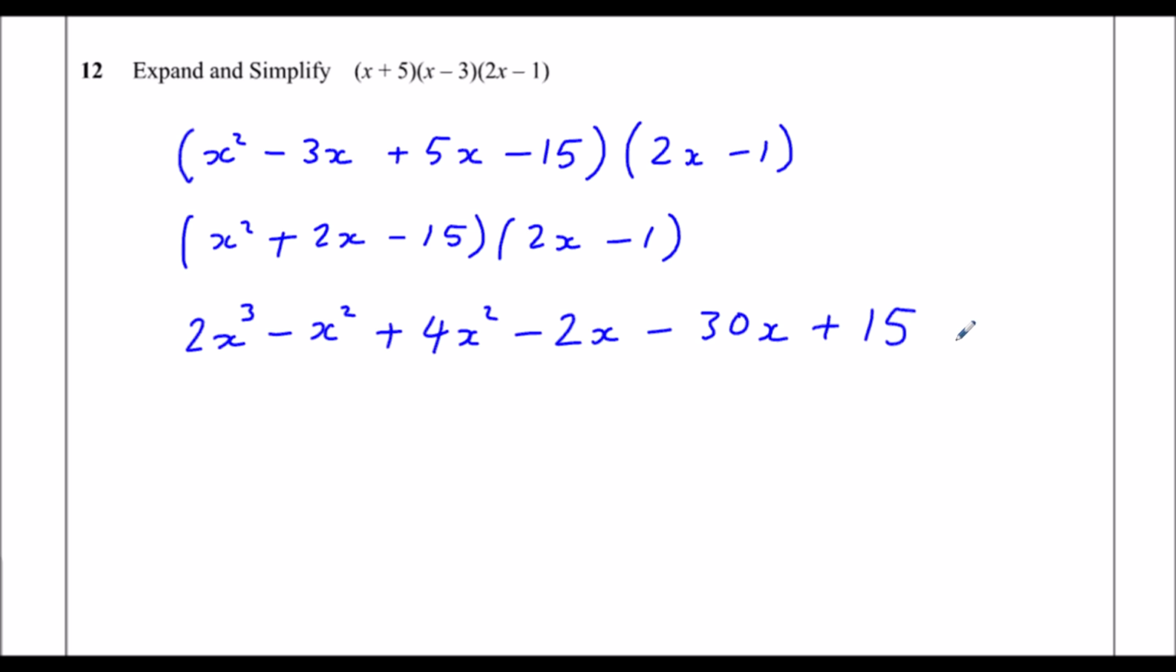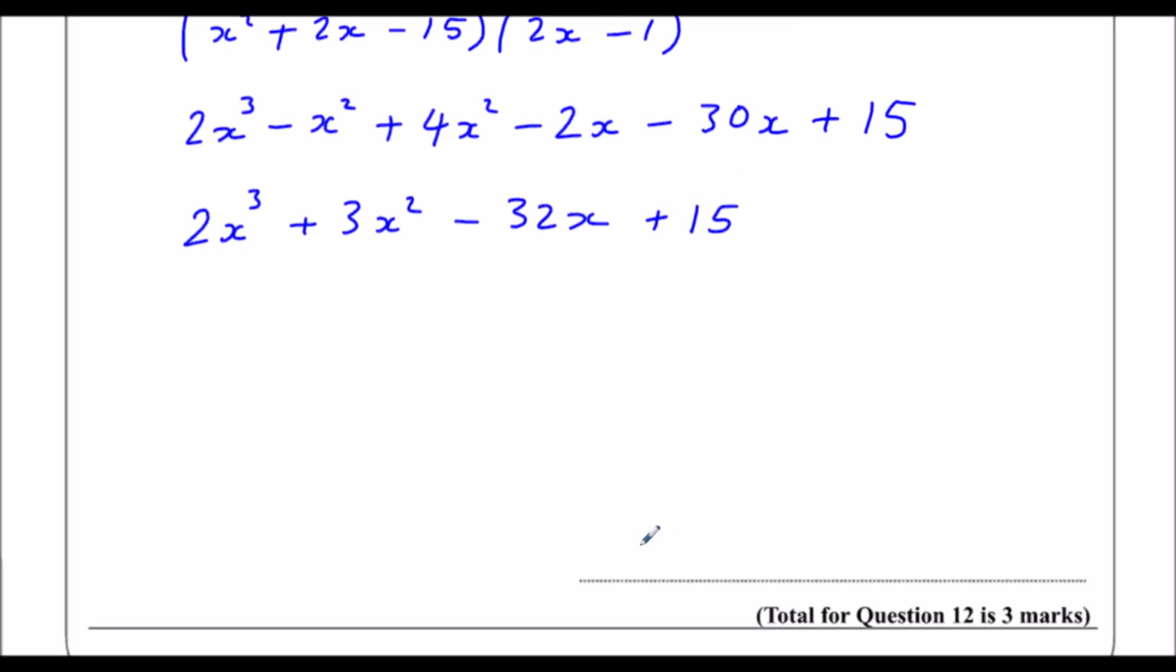So now I just need to collect the like terms again. So I've got 2x cubed, minus 1x squared plus 4x squared will be 3x squared. Negative 2x take away 30x, negative 32x, and plus 15. So that's my answer: 2x cubed plus 3x squared minus 32x plus 15.